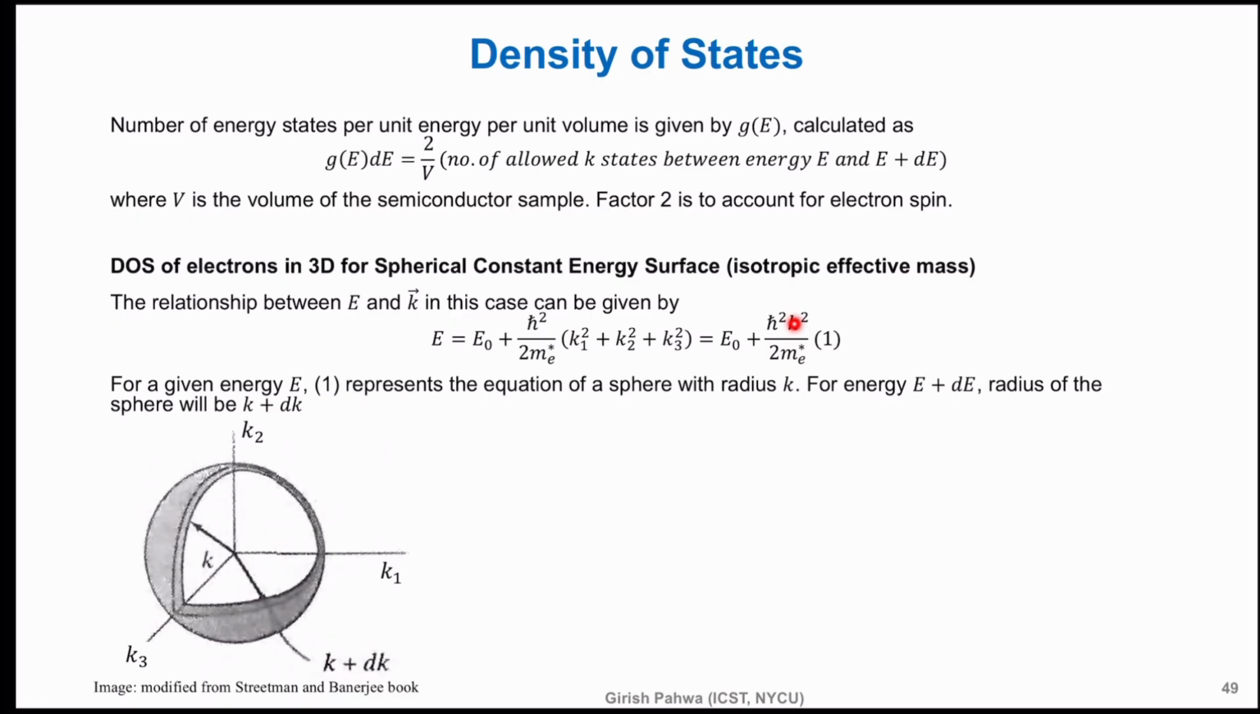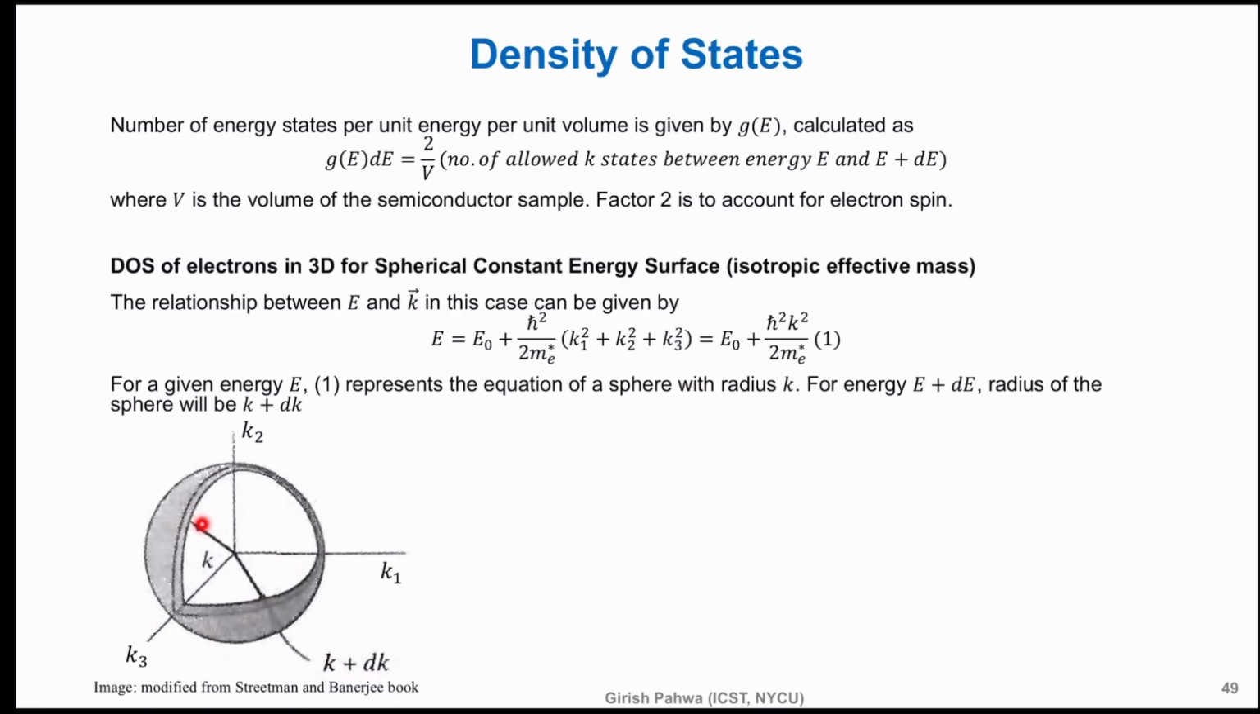So now you have two spheres, and in between them you have a spherical shell. What is the width of that shell? It is dk. So this is k. The inner sphere has a radius of k. The outer sphere has a radius of k plus dk, corresponding to E plus dE. So this is dk.